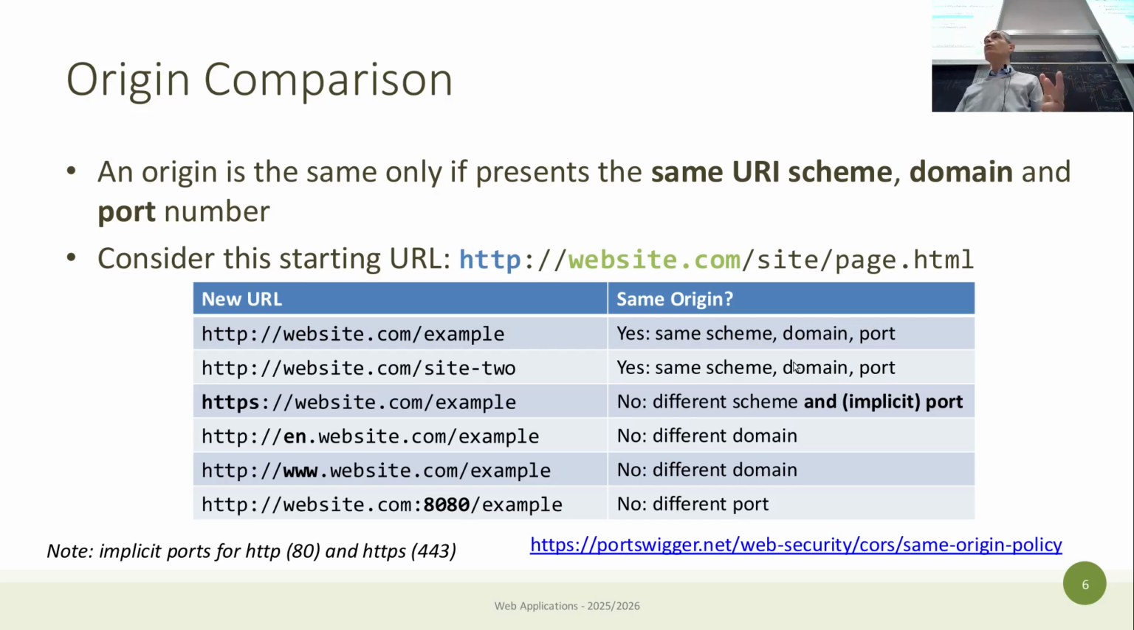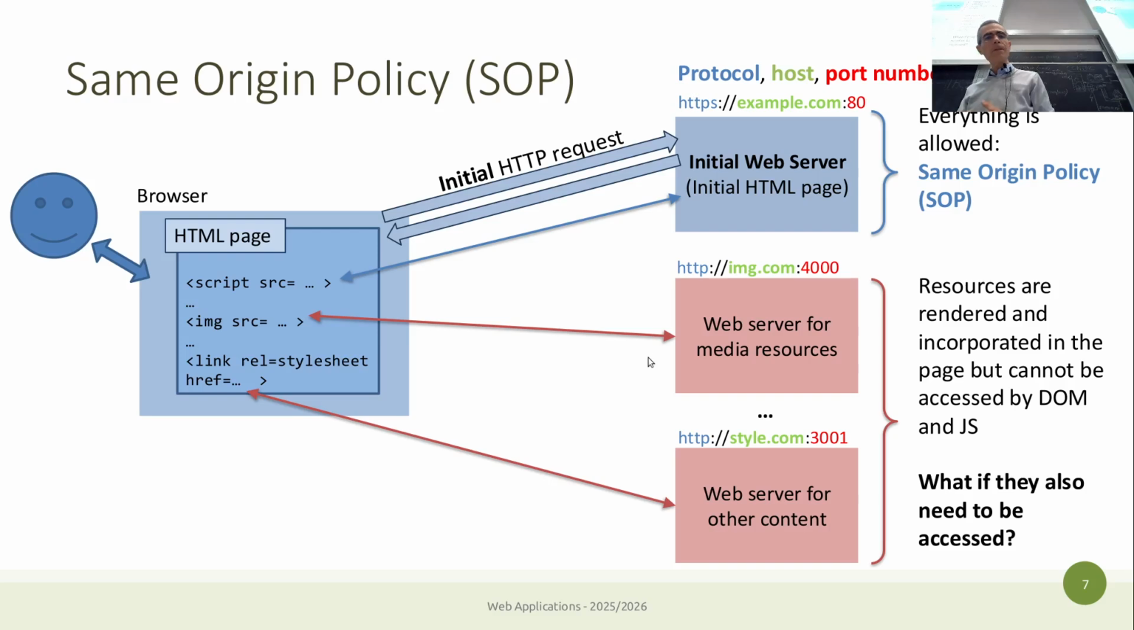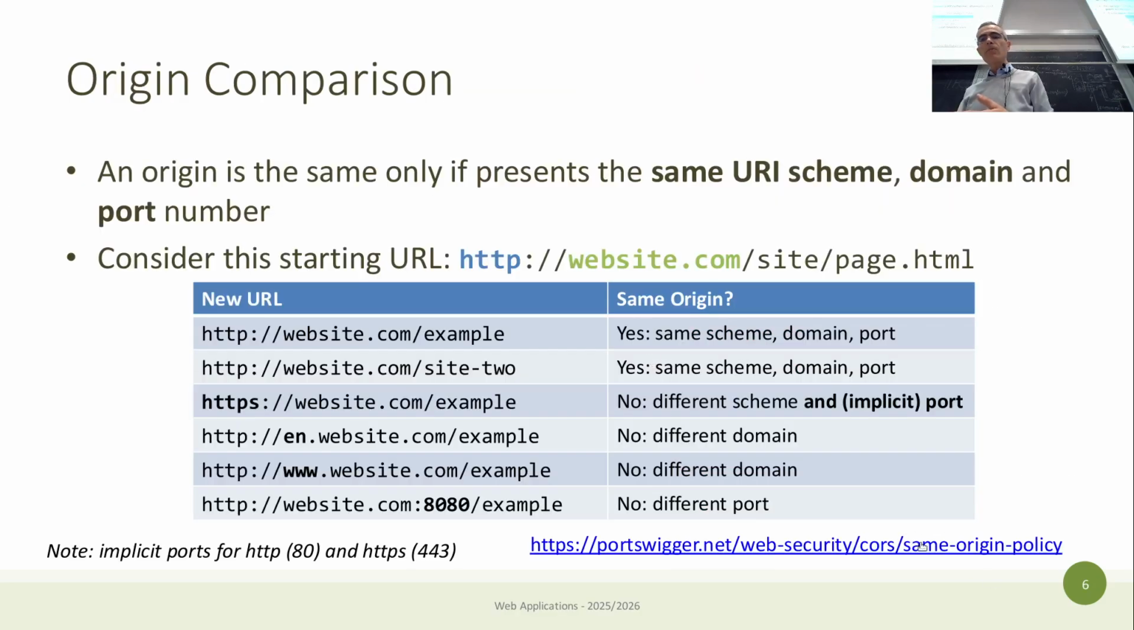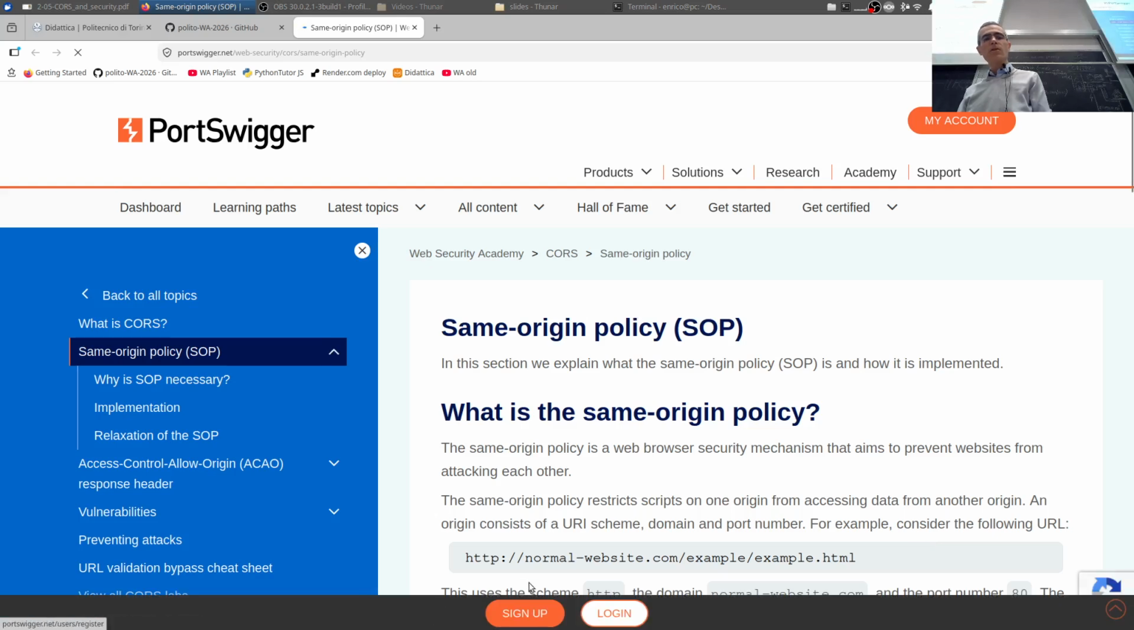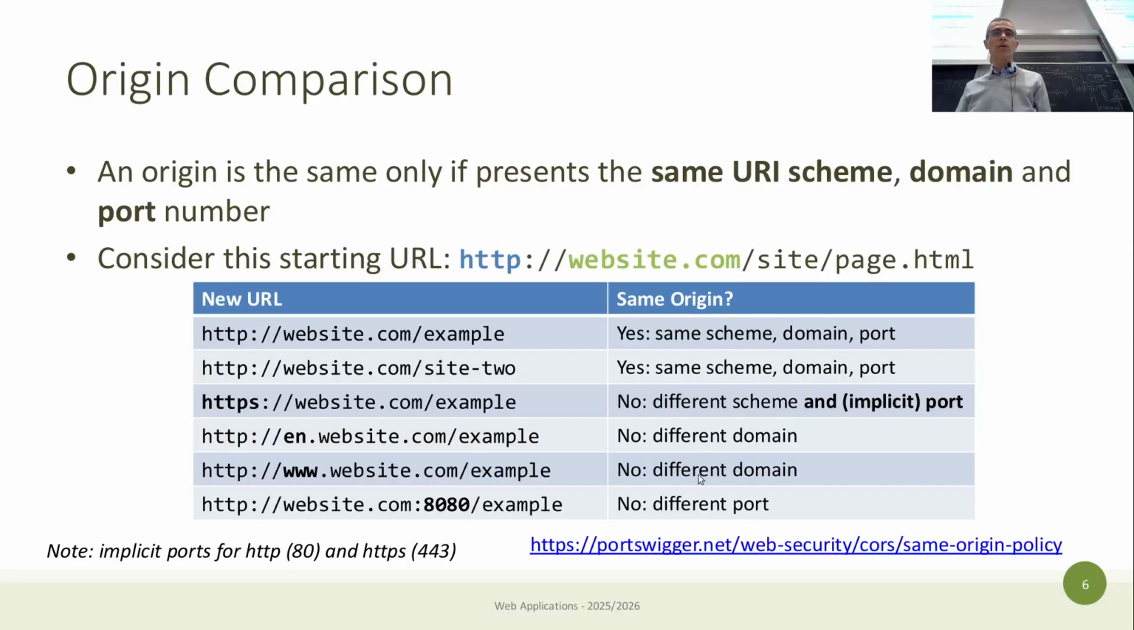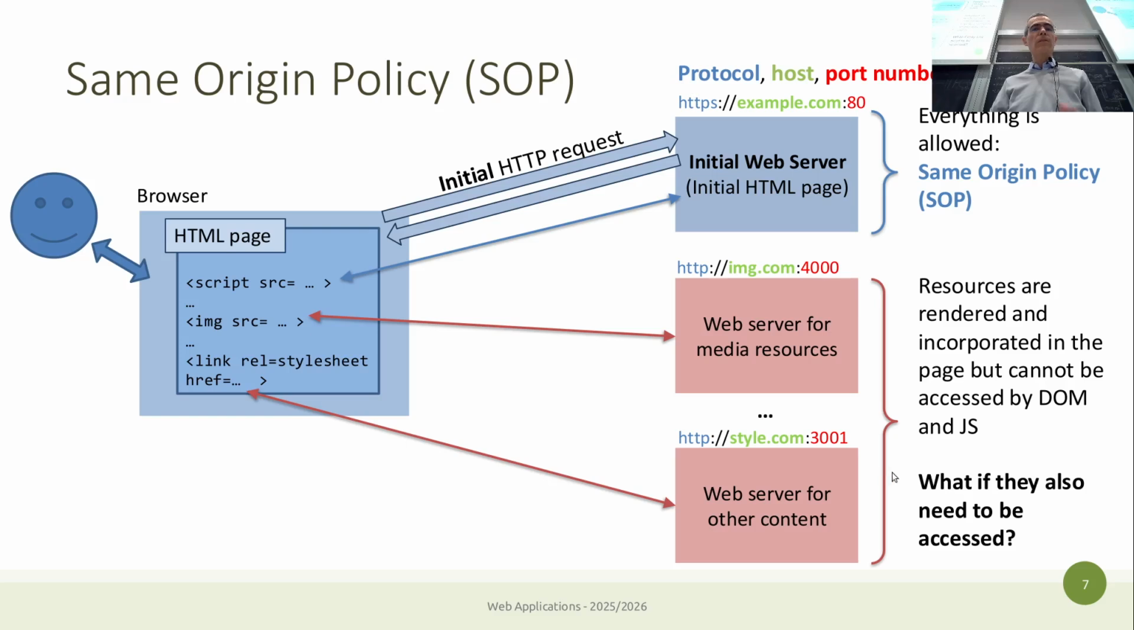If they match, the browser is confident that it's the same origin, so it allows the DOM and the JavaScript to access that content. Otherwise, it doesn't allow it. Okay? That is what's called the same origin policy. And you can read something on the internet as well. There are some links to go into a bit more detail.